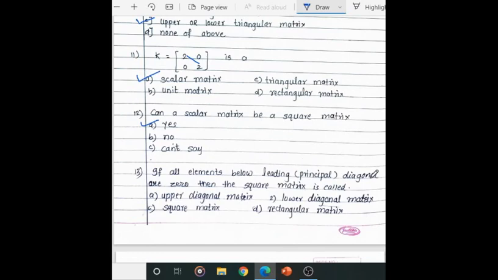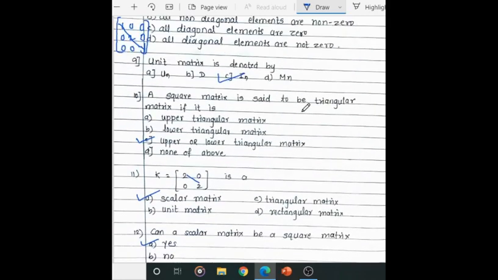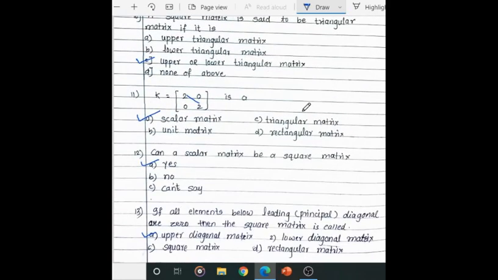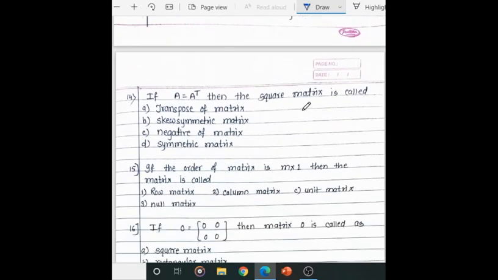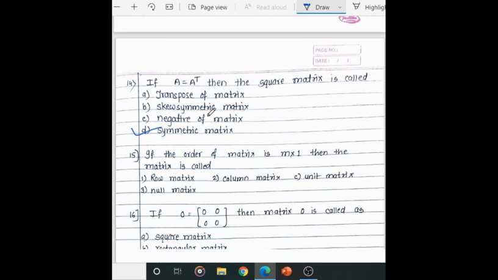If all elements below the leading principal diagonal are 0, then the matrix is an upper triangular matrix. Next question. If A is equal to A transpose, then the matrix is called a symmetric matrix. So the answer is D. This is the condition of a symmetric matrix.